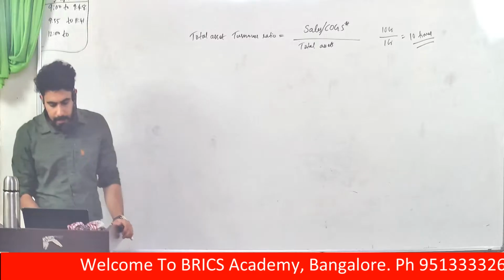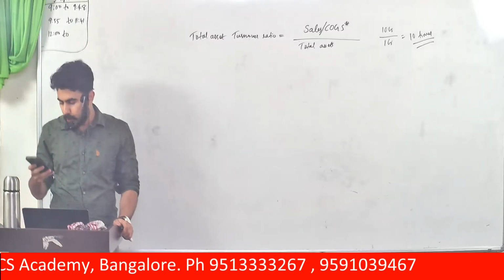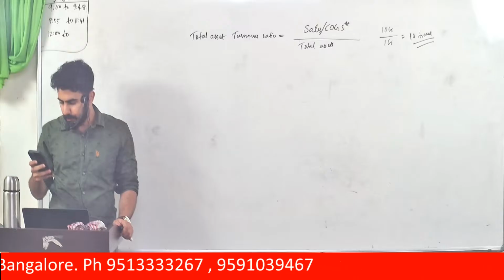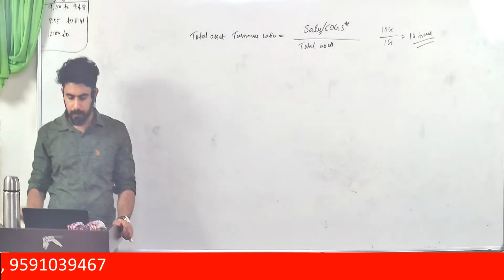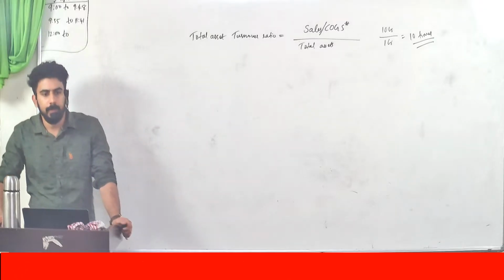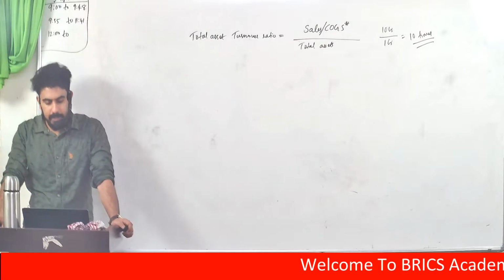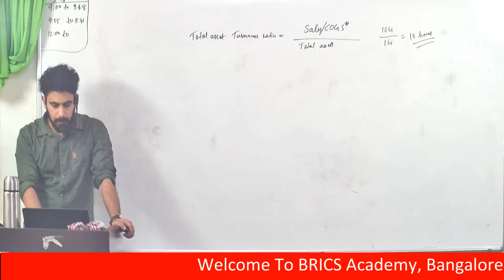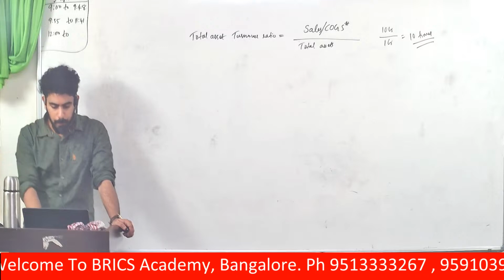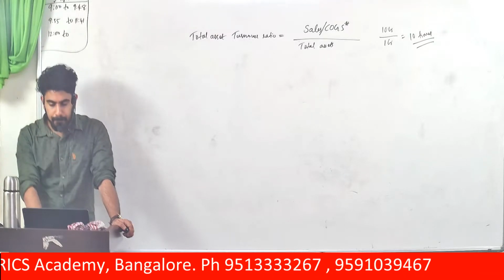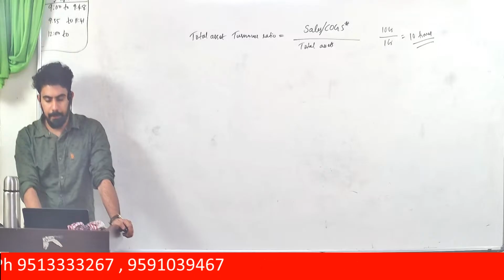Then the next one, fixed asset turnover ratio. What will it be? Sales or COGS divided by fixed assets. Fixed asset turnover ratio is sales or COGS divided by fixed assets.